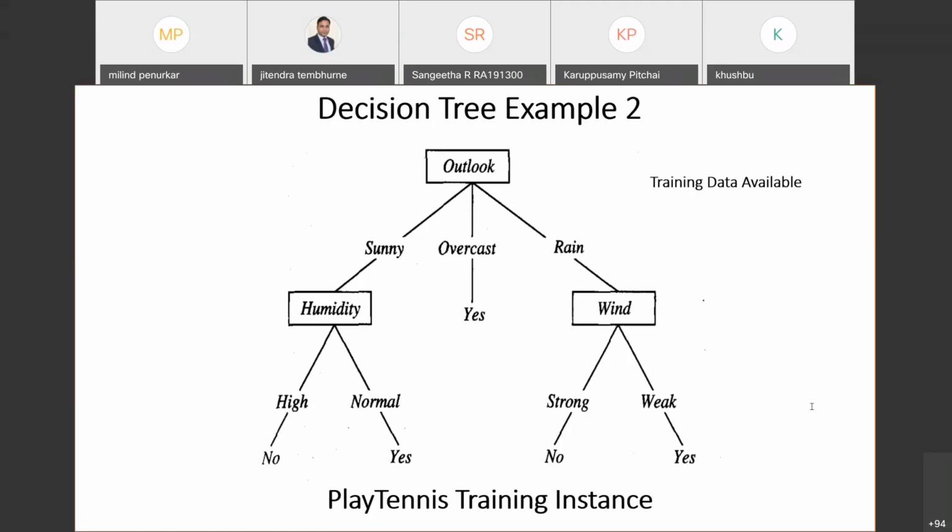But yeah, in this case we have not considered. If you would have a sunny day, then probably I'll come to the training instance, and there we will see how that would look like. Fine.